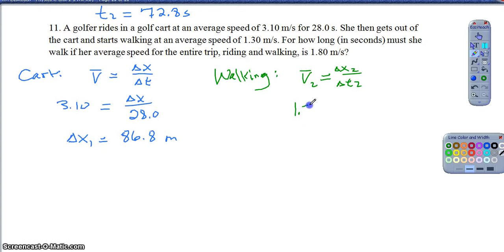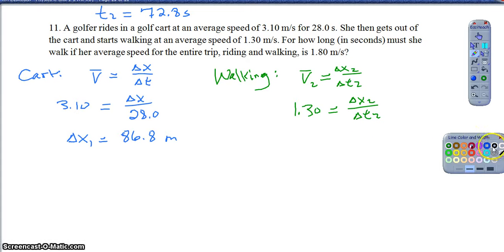I know her velocity while walking is 1.30. I do not, however, know either her second displacement or the second period of time. So I don't know either of those measurements, so that's where I get stuck. I'm looking for how long does she have to walk, so I'm looking for t2, but I get stuck because I don't know the measurements.